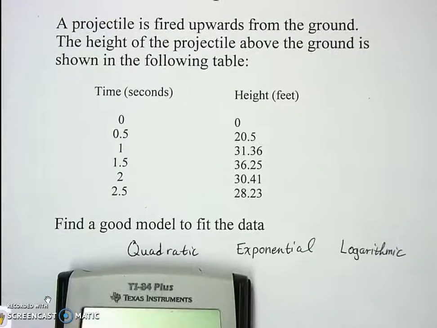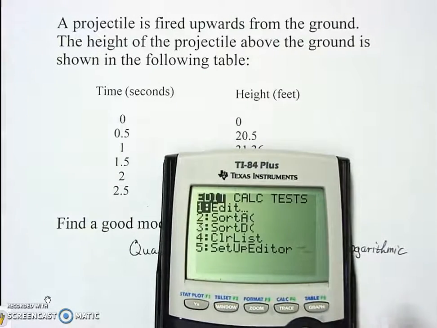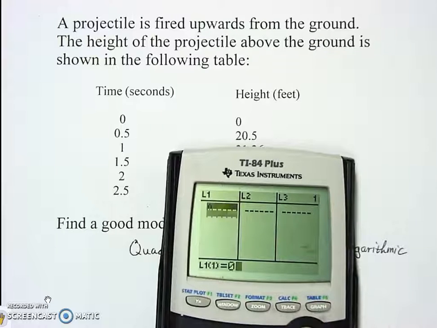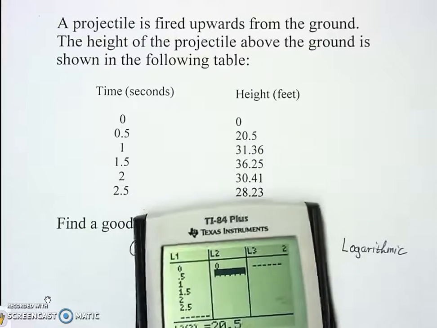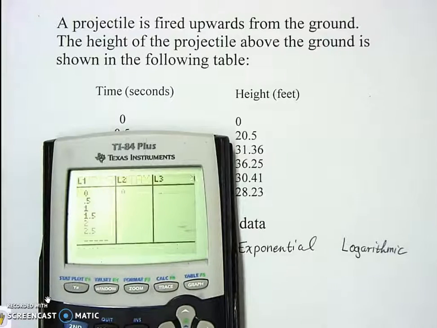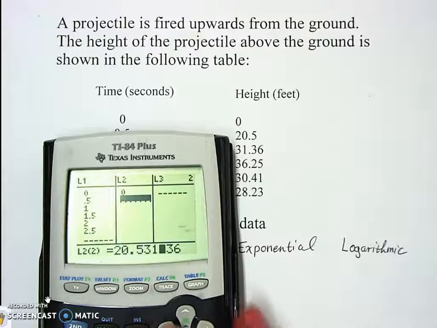So here again, we're going to put these in the calculator like we know how to do it. I've got to turn mine on first. Hit stat, edit. We're going to clear these out. Clear enter. Go up to L1, clear enter. Put the numbers in: 0, 20.5, 31.36, 36.25, 30.4. Uh-oh, I did something wrong. I put them all in the same thing. So here we go. I'll let you guys go and do that.